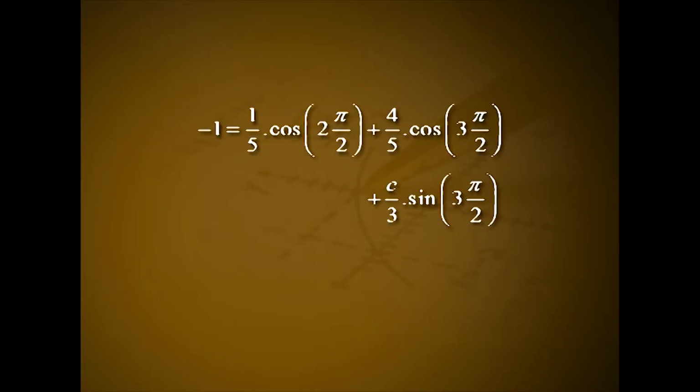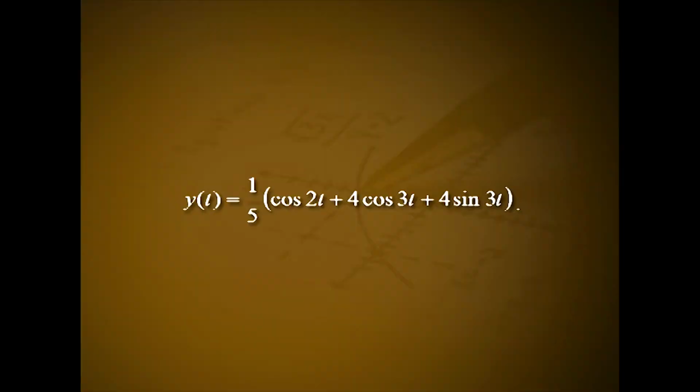Now from the given condition y of pi by 2 is equal to minus 1, we have minus 1 is equal to 1 by 5 into cos 2 pi by 2 plus 4 by 5 into cos 3 pi by 2 plus c by 3 into sin 3 pi by 2. That is, minus 1 is equal to minus 1 by 5 minus c by 3, which implies c is equal to 12 divided by 5. Hence the particular solution is y of t is equal to 1 by 5 into cos 2t plus 4 by 5 cos 3t plus 4 sin 3t.